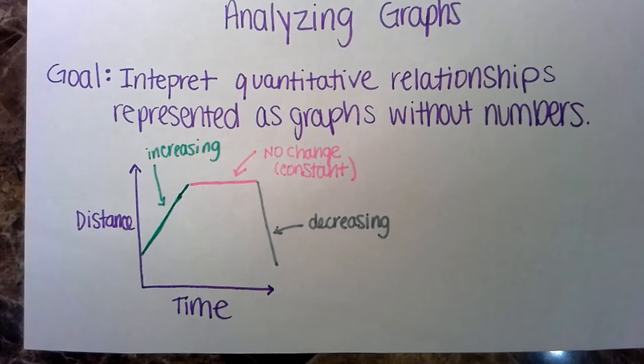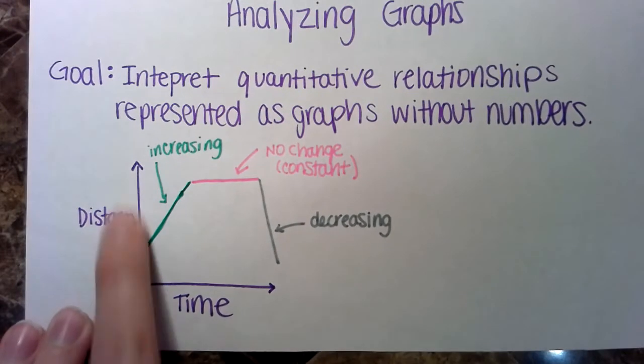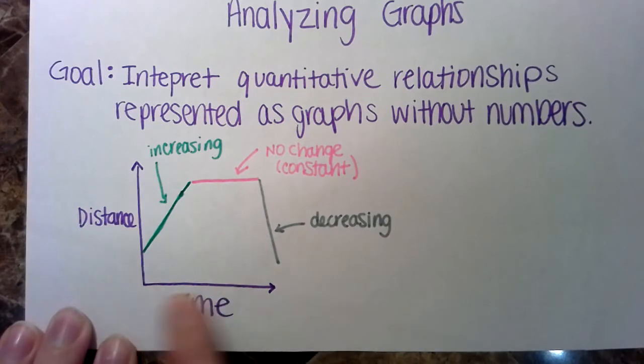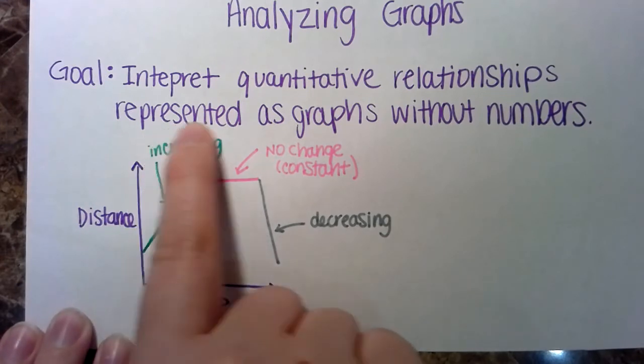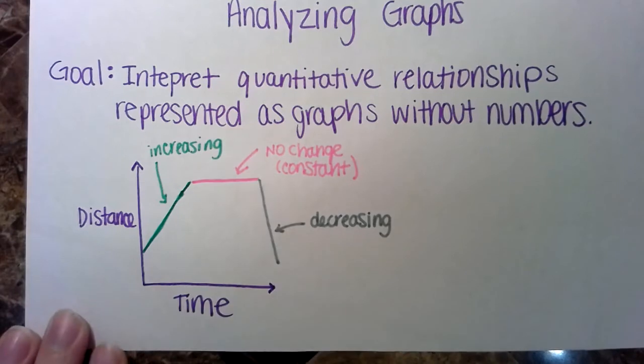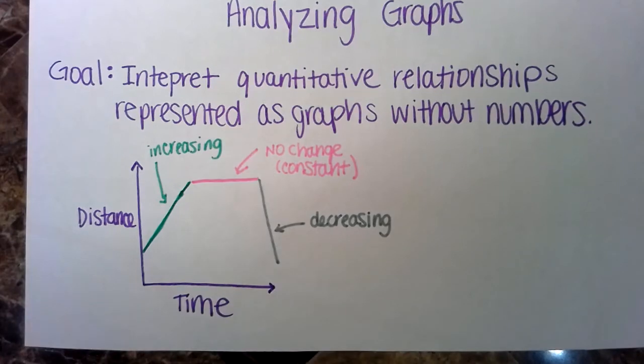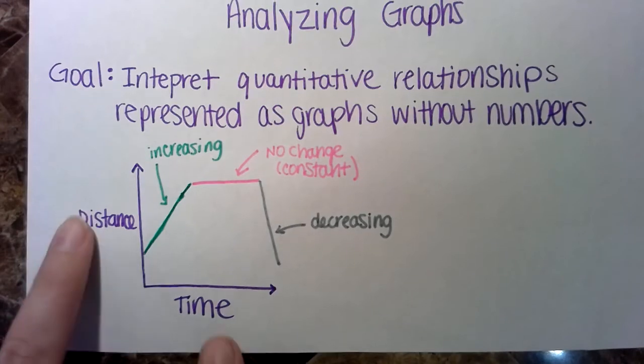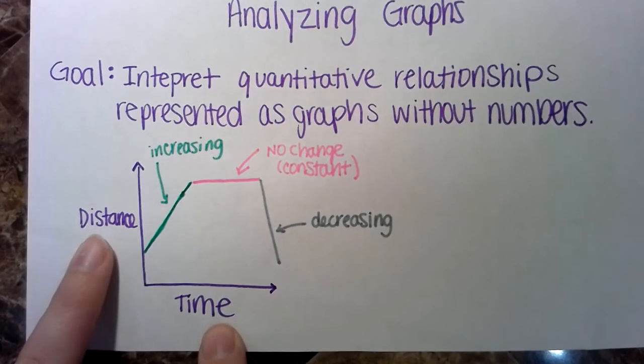Today we're going to be focusing on analyzing graphs, and the goal of the lesson is to interpret quantitative relationships represented as graphs without numbers. What you're going to notice is you have to look at two things. You're going to have to look at the y-axis, and you're also going to have to look at the x-axis. And there's also going to be a title on top, and you'll see in the next examples what that title is. And it's talking about how to describe using distance and time.